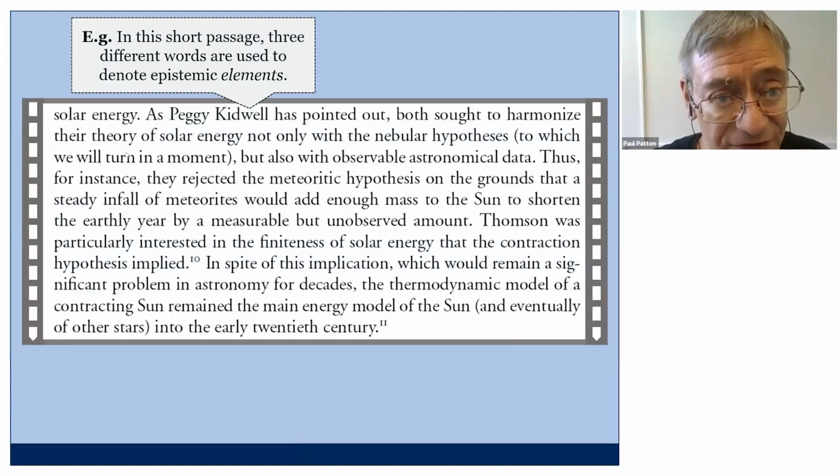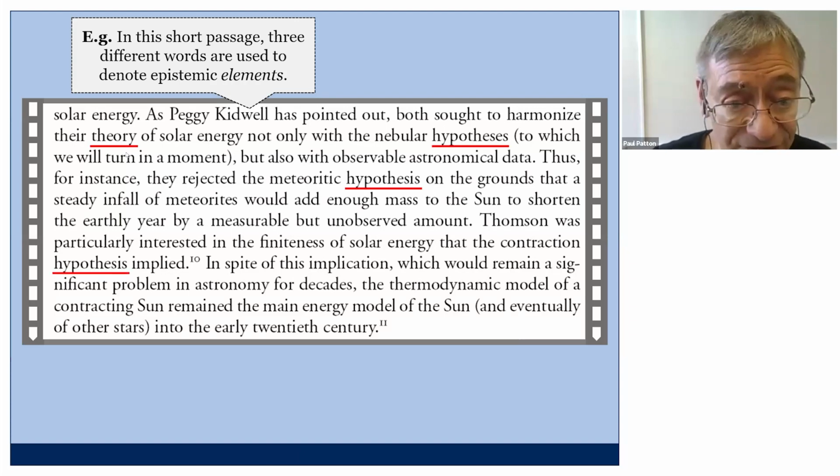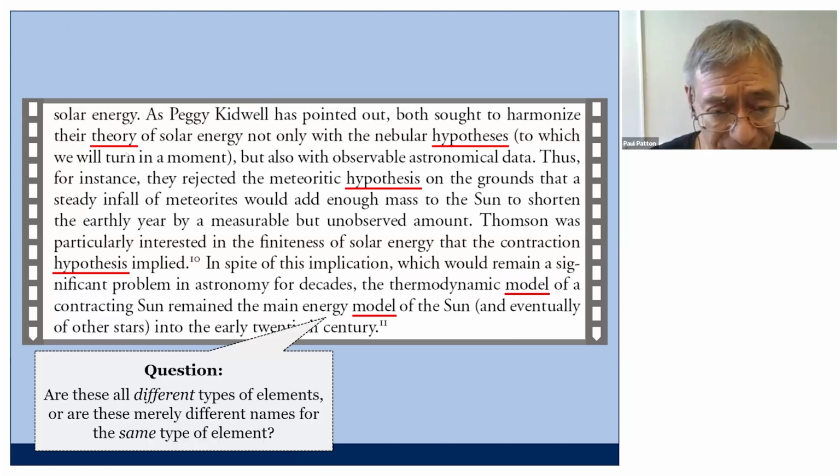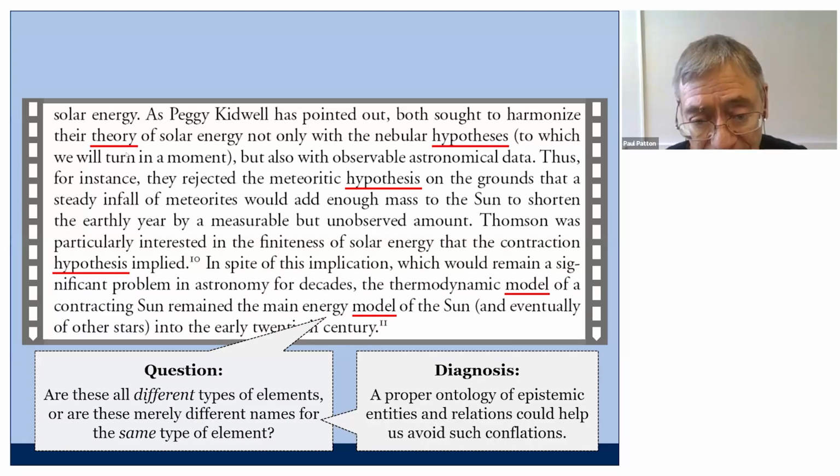Here's another example that has to do with epistemic elements rather than stances. The theory of solar energy, the nebular hypothesis, the meteoritic hypothesis, the contraction hypothesis, the thermodynamic model. Now, in the case of models and hypotheses and theories, we have a better idea of what those things mean, but there's still no rigorous definition to be sure that people are always using these terms in the same way. A proper ontology of epistemic entities and relations would help us avoid conflation and confusion and find a common language to talk about these phenomena.